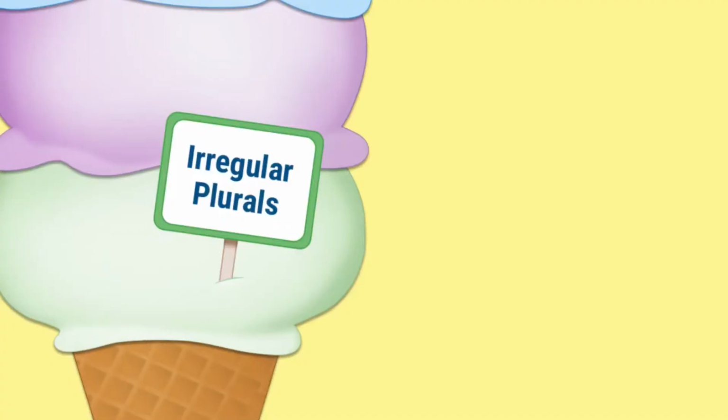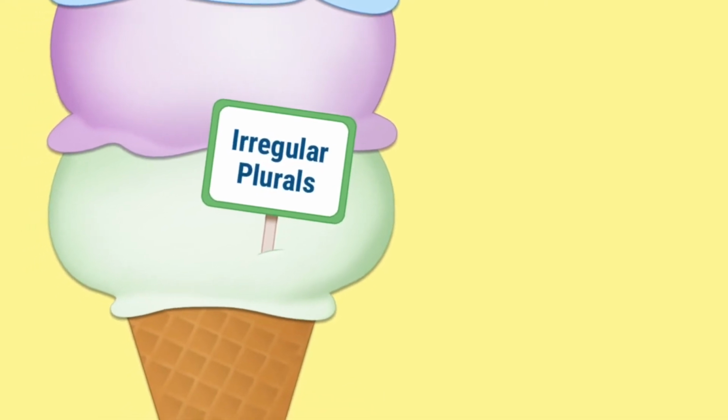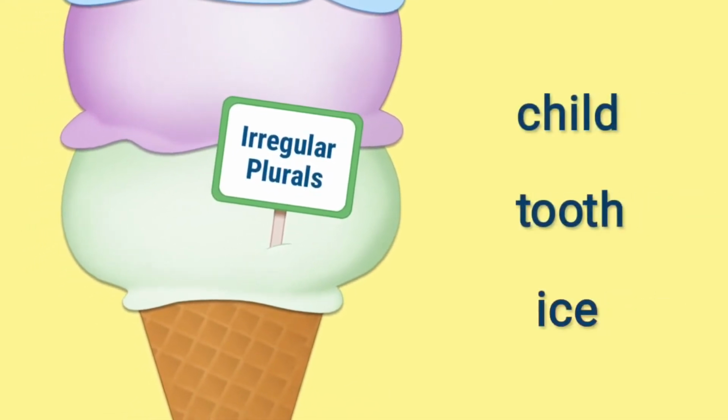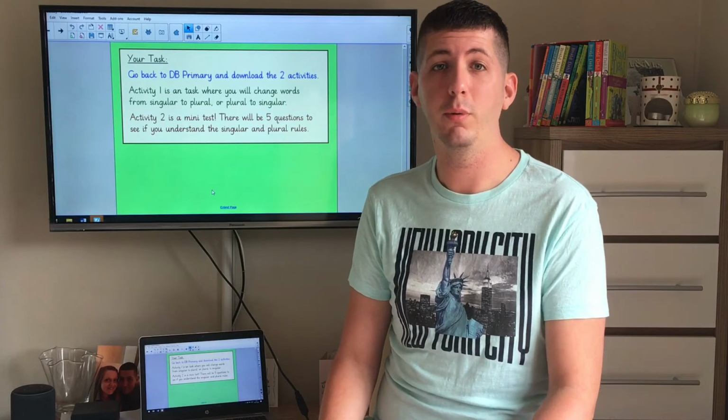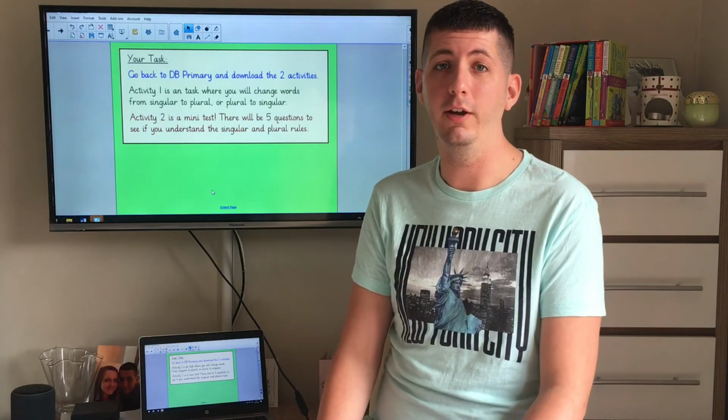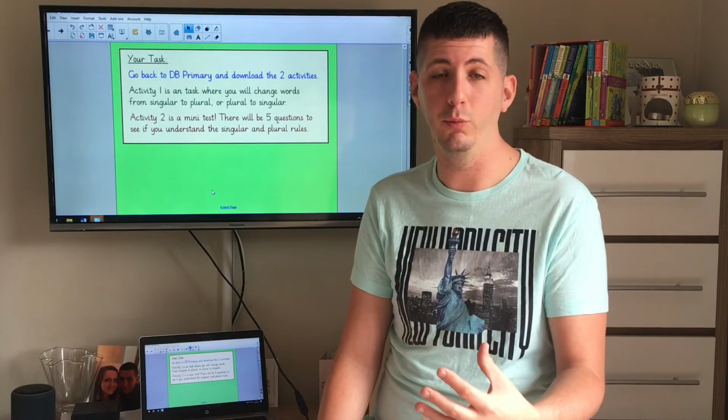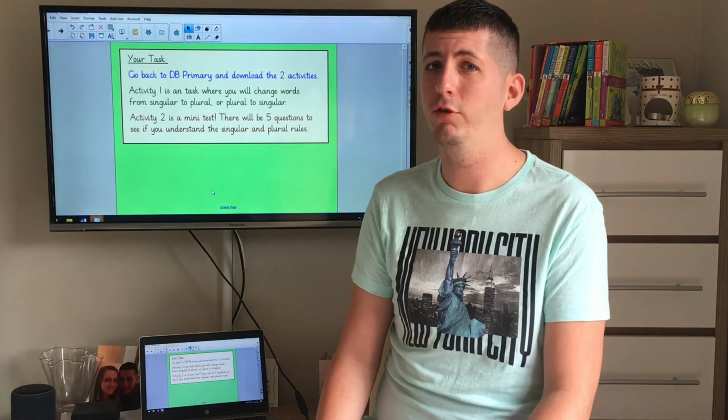Our last rule is kind of, well, irregular. That's because some words don't follow the normal patterns for making plurals. Child becomes children, tooth becomes teeth, and ice, well, just stays ice. Now I know that's a lot of rules to remember, and it will probably take you quite a bit of time to get used to understanding and making the plurals of all those different words, especially the irregular ones which you just have to learn.